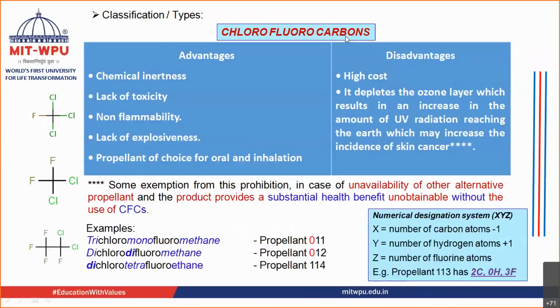Now let us see some examples of liquefied gases. One type is chlorofluorocarbons. As the name suggests, it consists of chlorine groups, fluorine, and carbon. One example is trichloro, consisting of 3 chloro groups, monofluoro, one fluorine group, and methane. So it is trichloromonofluoromethane.